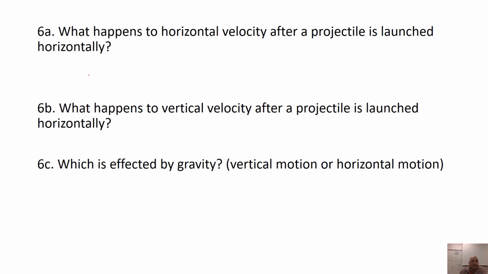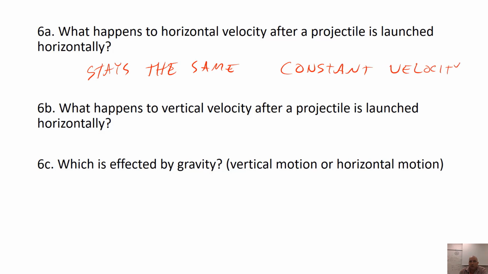It's going to stay the same. And we call that constant velocity. Let's go and just add that. It's like constant x velocity because it's talking about the horizon. What happens to the vertical velocity?